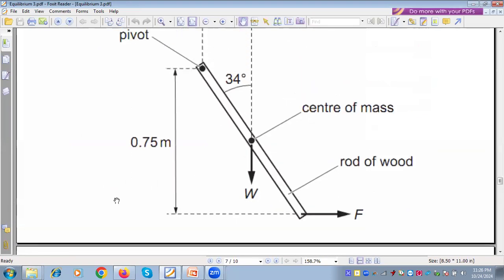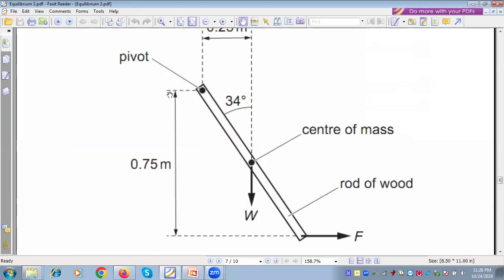Well, this is 0.75. This force is acting at a distance of 0.75, the perpendicular distance between this. So I will solve it here at this point. This is the line of action of F, and this is the perpendicular distance from the pivot. Okay, so F into 0.75 equals 0.2, or 0.196.